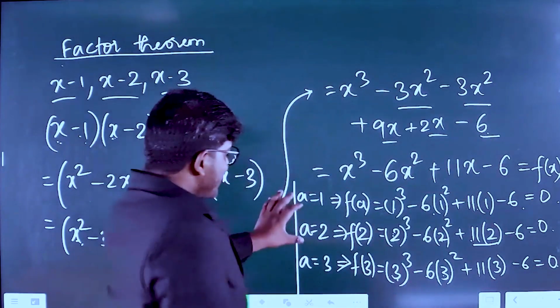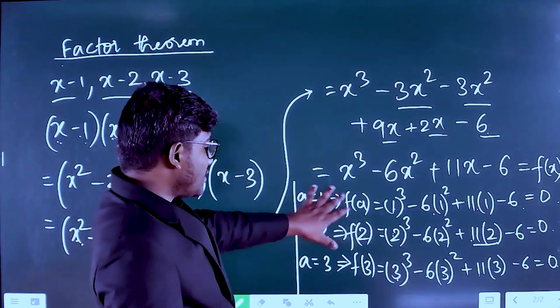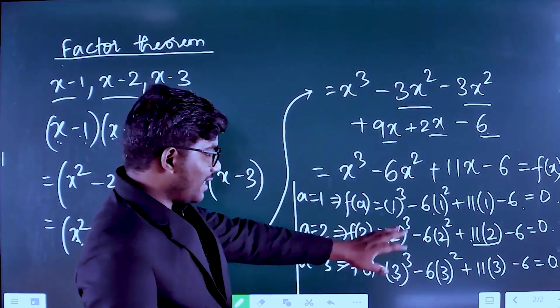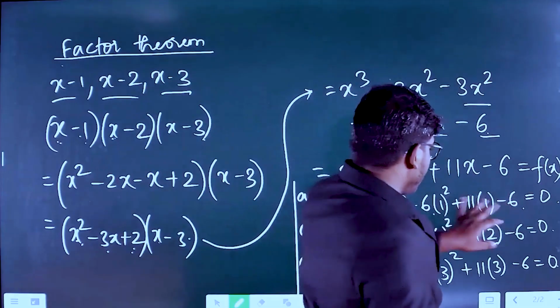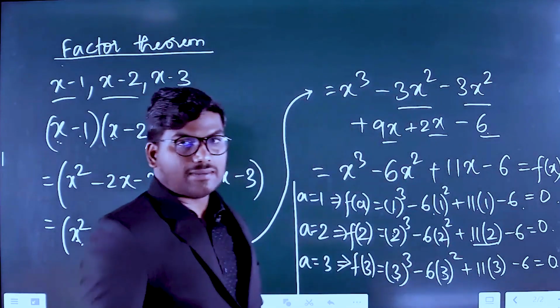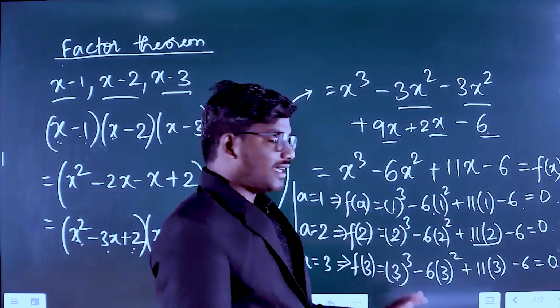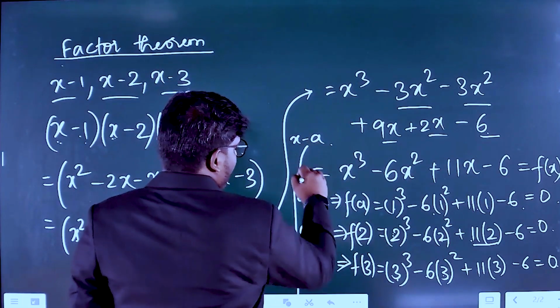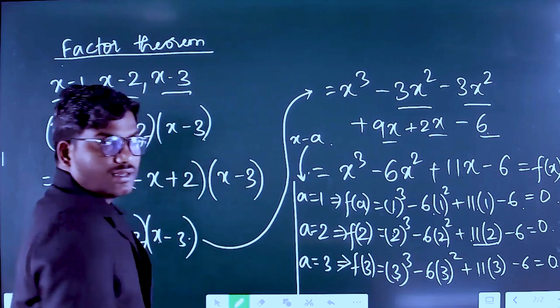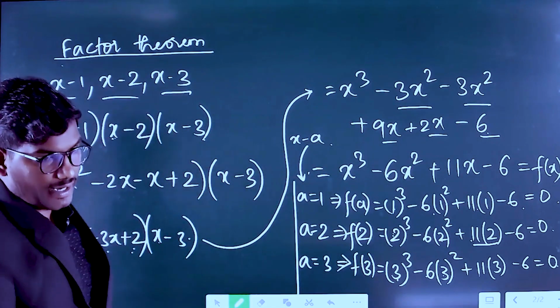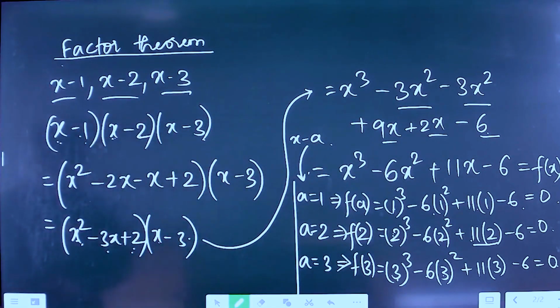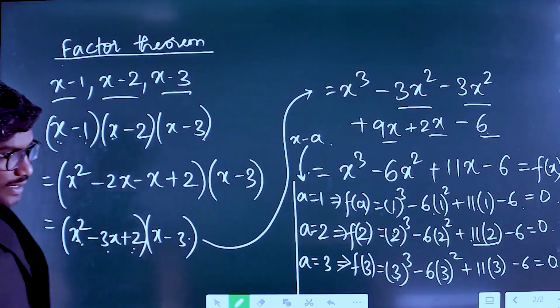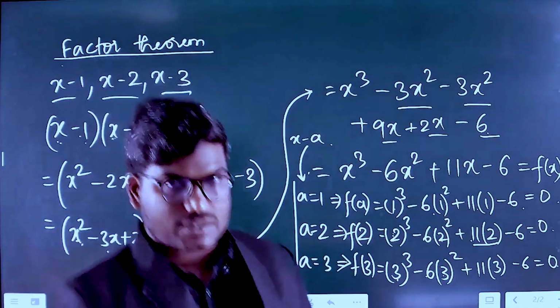So since for the values of a is 1, a is 2 and a is 3, the remainders have become 0. Whenever the remainder is 0, we can say x minus a is a factor of f of x. I hope it's alright. Alright? Just note this down. I'll give you questions to solve.